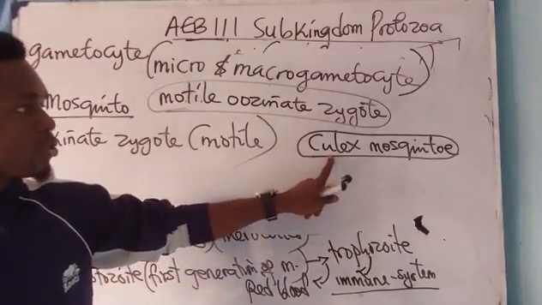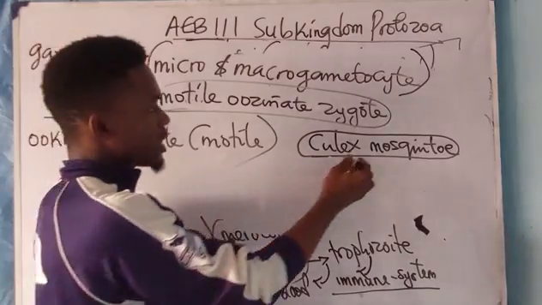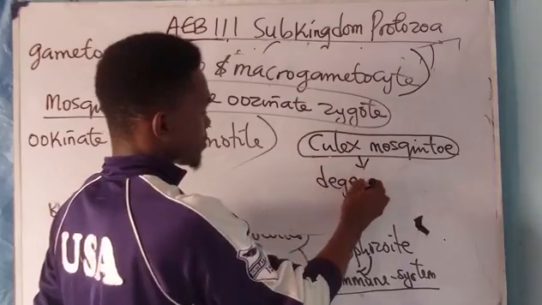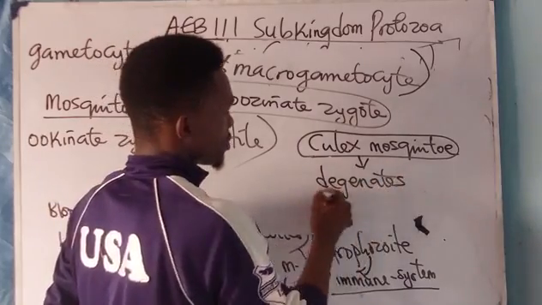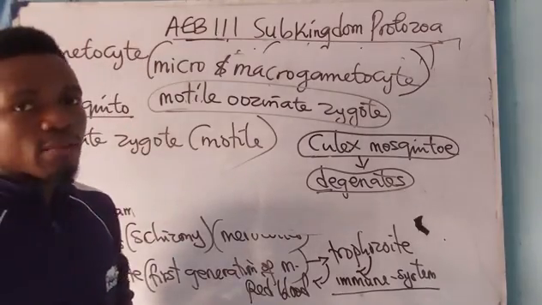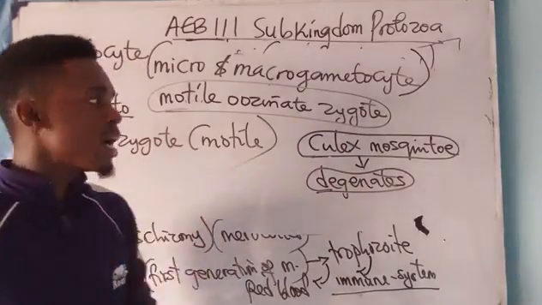The Culex mosquito, as soon as it gets to the stomach, degenerates. That is, it is not capable of causing harm at all. This Culex mosquito does not cause harm at all.